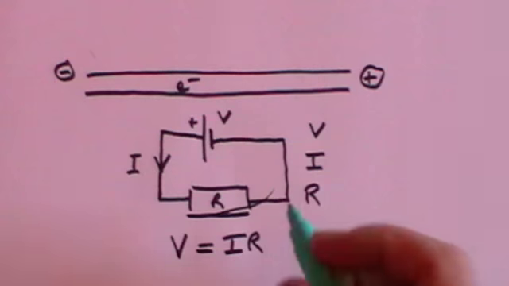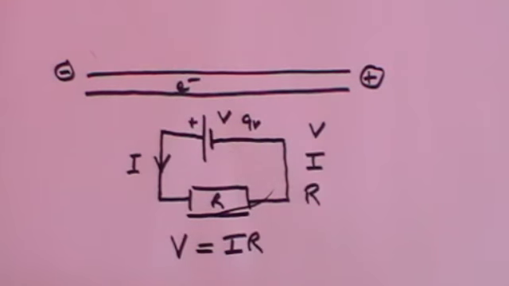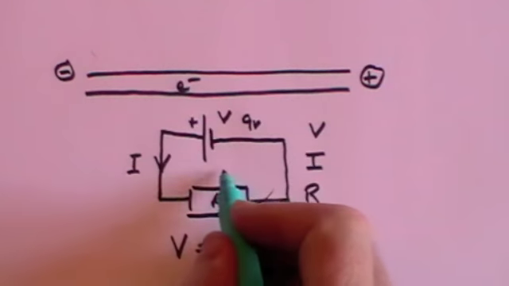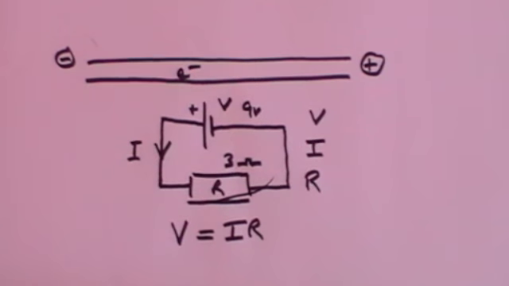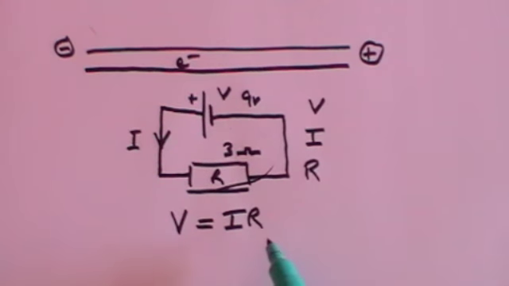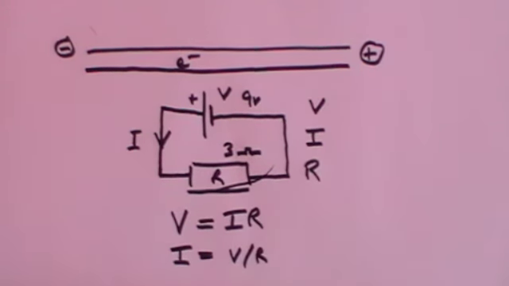So let's suppose that we've got a 9-volt battery, and let's suppose that the resistance is 3 ohms. What then is the current that is flowing? Well, if V equals IR, we can rearrange that to say that I is equal to V divided by R. You need to be able to manipulate these equations. They're not difficult. You just have to divide both sides by R. So V equals IR gives you that I is V divided by R.